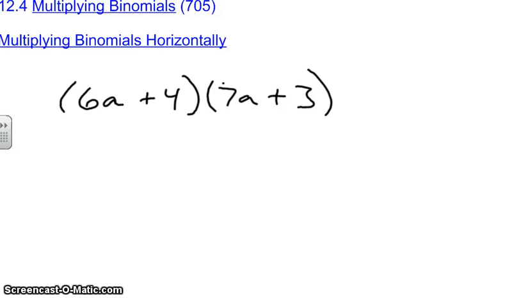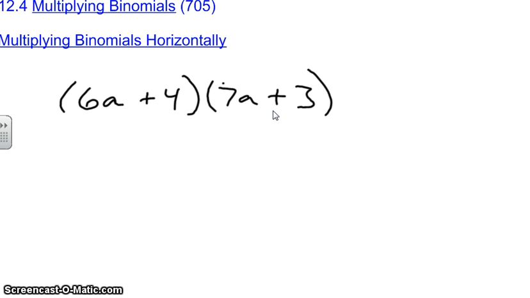Okay, so today we get to multiply binomials, and we will multiply them horizontally. Okay, so when we had a monomial times a binomial, what property did we use to multiply? Hannah? No, we used the, Nick?